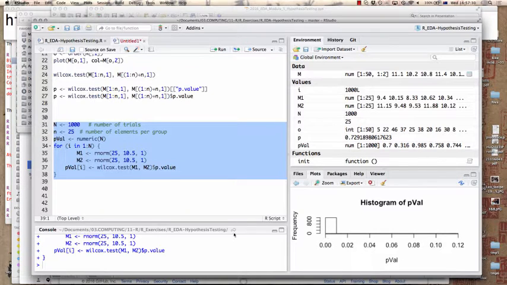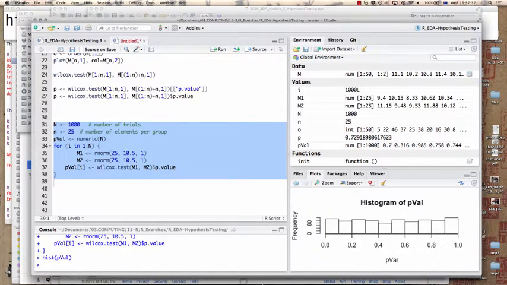And now I actually got numbers that I expect, and a histogram of p-values that are pretty much uniformly distributed between 0 and 1. So this means 5% of my tests under these conditions are going to turn out to be significant, and 1% of my tests under these conditions are going to be highly significant with a p-value of 0.01.